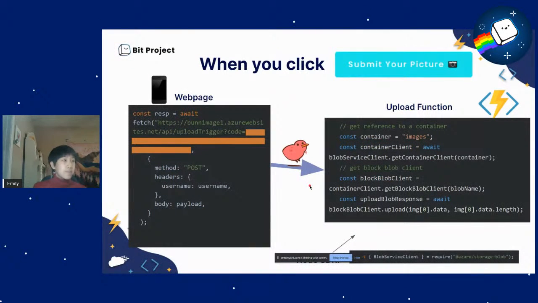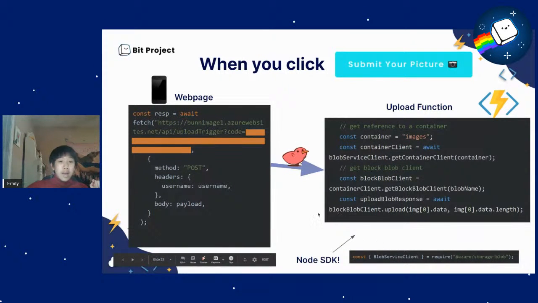So here's the first thing that happens when you click Submit the Picture on the web app. The web page makes a POST request to this upload function. A key thing to notice here is the Node SDK. This really helped me because it connected the blob storage to the Azure functions, and that allowed everything to interact together and make the whole thing flow.